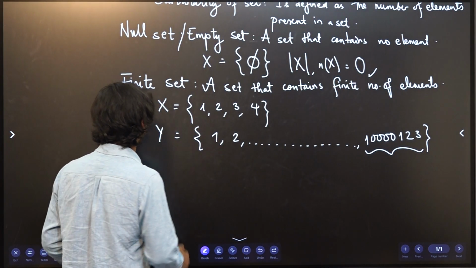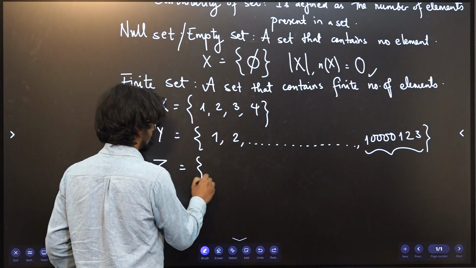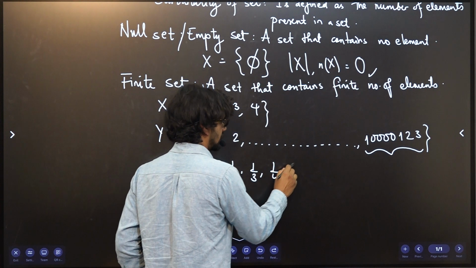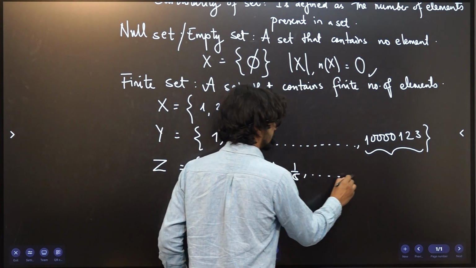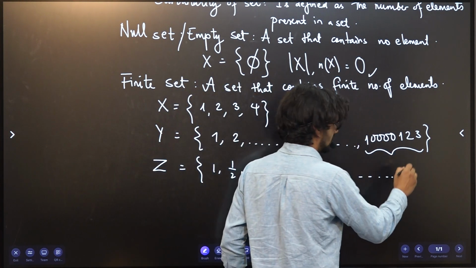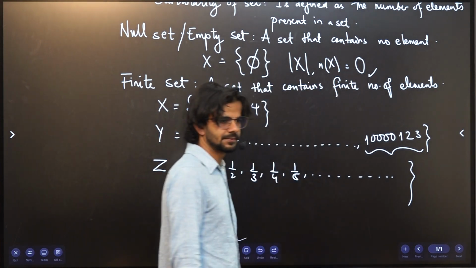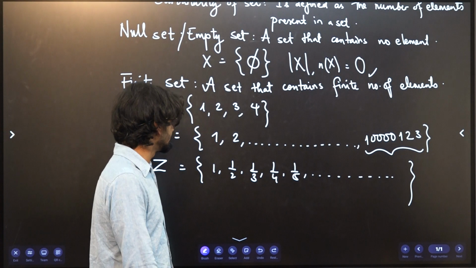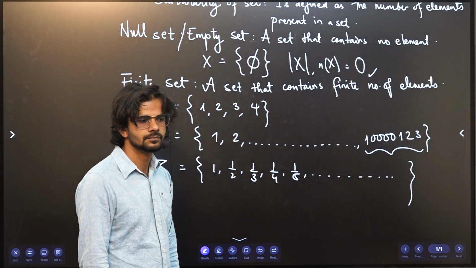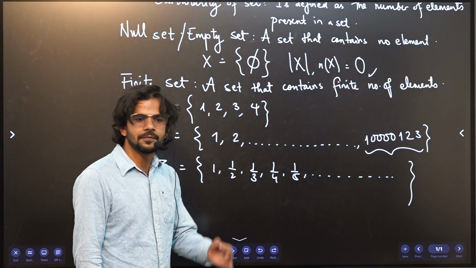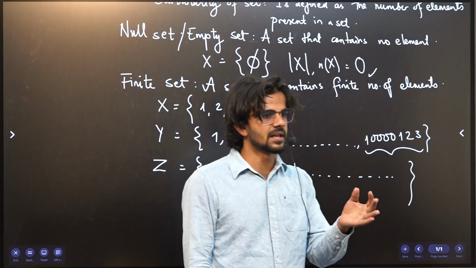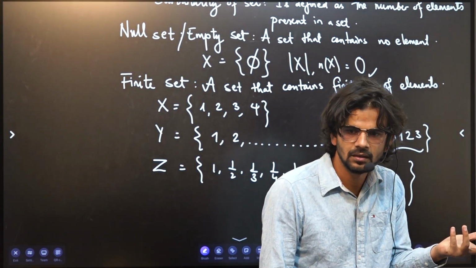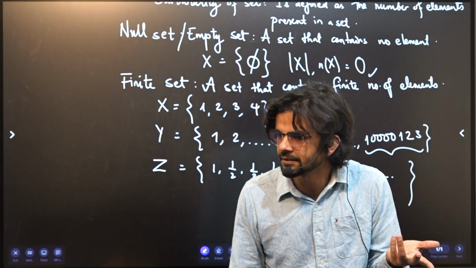Similarly, if I ask you Z equals 1, 1 over 2, 1 over 3, 1 over 4, 1 over 5, dot dot dot. Is this a finite set? No. Why is this not a finite set? If I ask you how many elements are there, you will not be able to give me an answer.